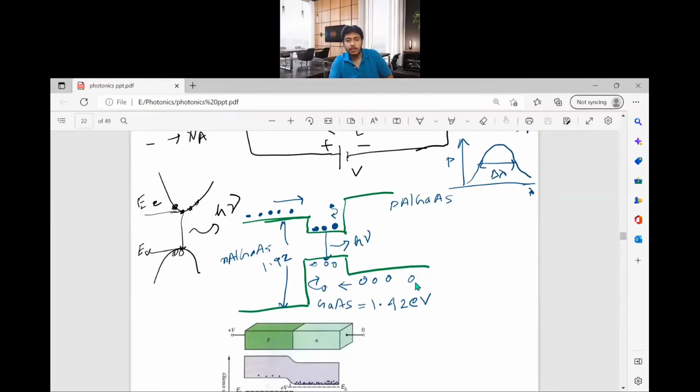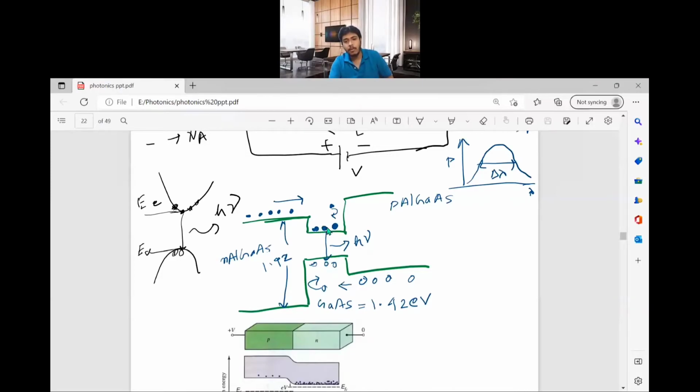Now this is true for holes also. This is the p-type region. Holes are there, so a hole is moving from here to here. The hole sees a small barrier here, so holes can move from this p region to here. And now this hole has a larger barrier in this region, so they cannot move in this direction. They will be reflected back and confined to this region.